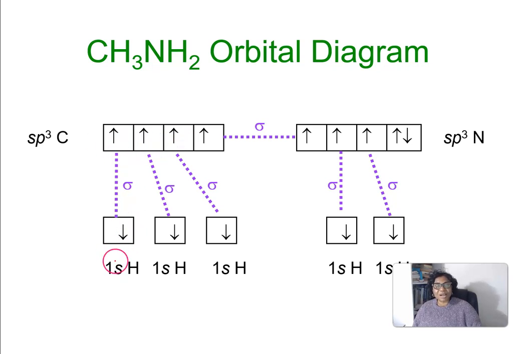A hybridized orbital overlapping with one hydrogen forms a sigma bond. The hydrogen orbitals are non-hybridized. Hydrogen cannot hybridize its orbital because it has just one, which contains an electron. So you see, because they are all hybridized, they form sigma bonds. Then nitrogen too, all its orbitals are hybridized, they form sigma bonds.